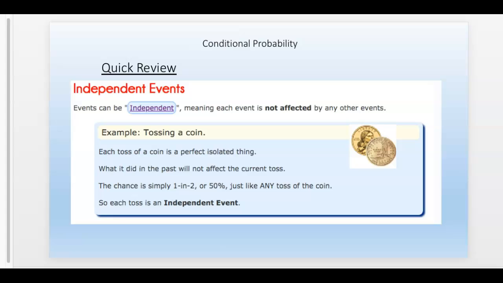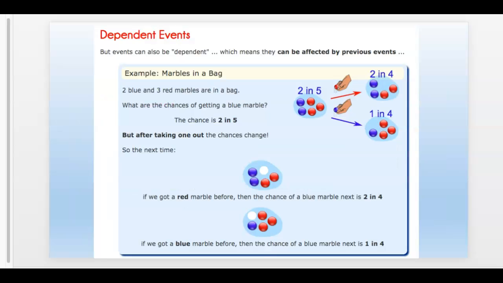Guys, independent events is when one event does not affect the other, like tossing a coin. You toss a coin twice, even if you toss two coins at once. The outcome of one doesn't affect the other. And that's true with dice too, okay? But dependent events means that one does affect the other. The probability of one event is affected by the probability of some previous event.